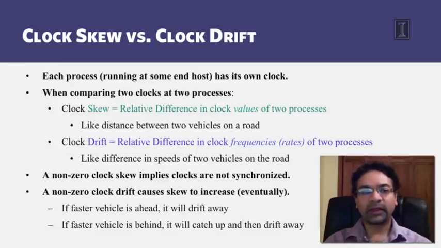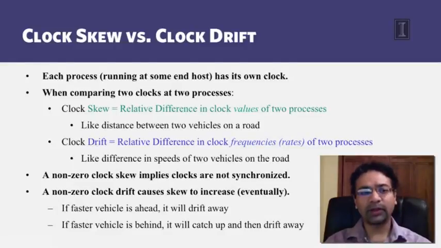Think of this as two vehicles moving on the road. Clock skew is the distance between them at any point of time, and the distance may not be fixed. If the two vehicles are moving at the same speed, then the clock skew will stay the same as always. But if they're moving at different speeds, then the clock skew might change. Clock drift is the difference in the speeds of the two vehicles.